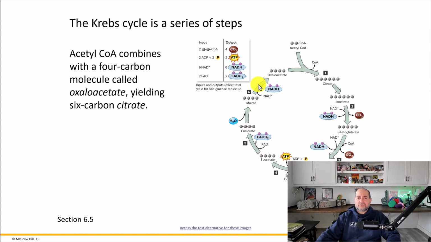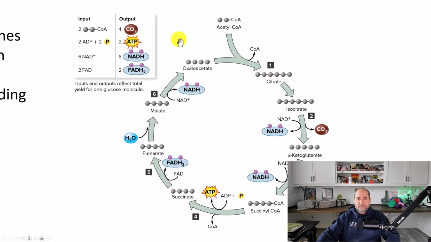You just need to know the inputs and the outputs of the Krebs cycle, but I'll show you how it works. You see how an acetyl-CoA comes into the Krebs cycle? Okay, when acetyl-CoA comes in, it joins up with oxaloacetate to form citrate.